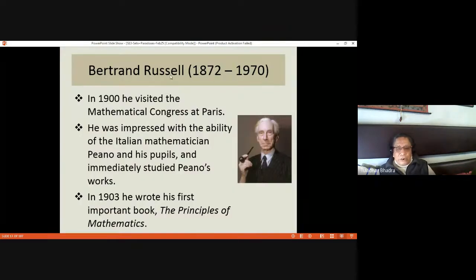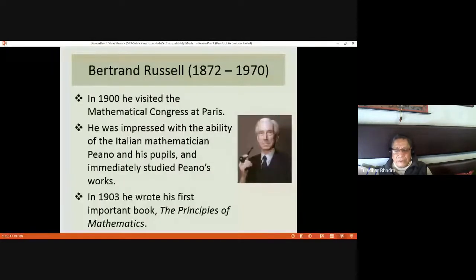Now coming back to Bertrand Russell, in 1900 he visited the Mathematical Congress at Paris, a very important congress in 1900, because there are a lot of interesting events related to mathematical development in 1900. He was impressed with the ability of the Italian mathematician Peano and his pupils, and immediately studied Peano's works. In 1903, he wrote his first important book, The Principles of Mathematics.